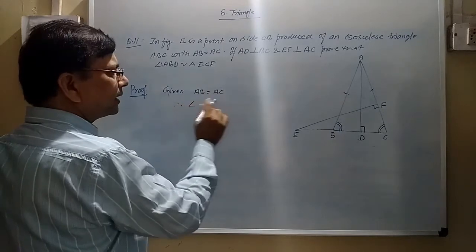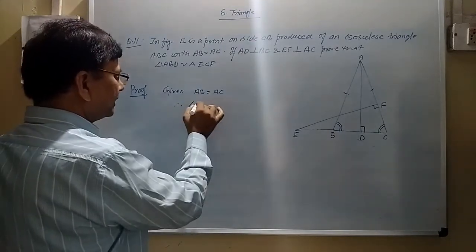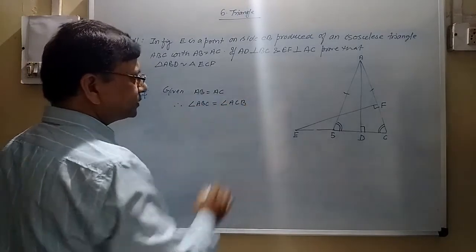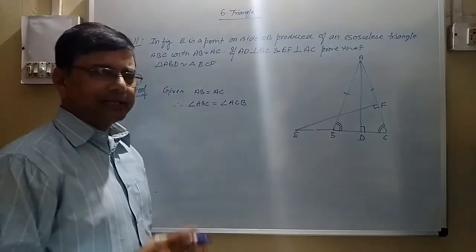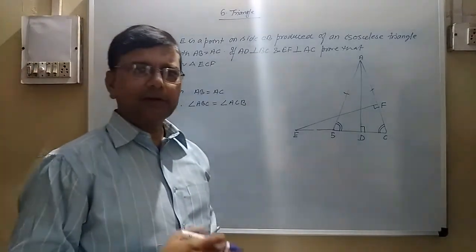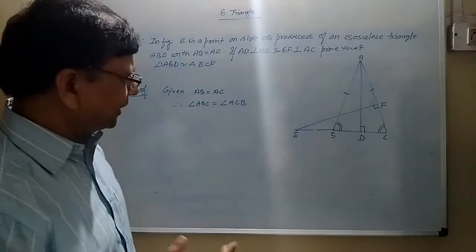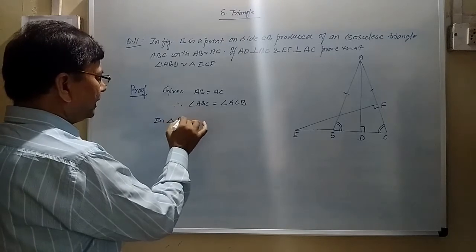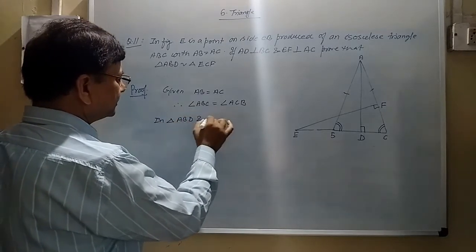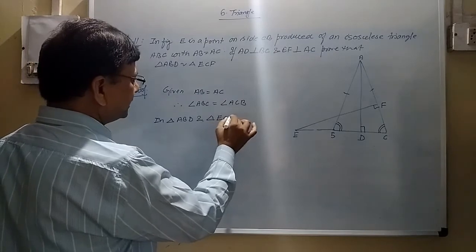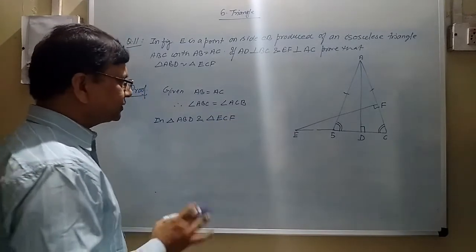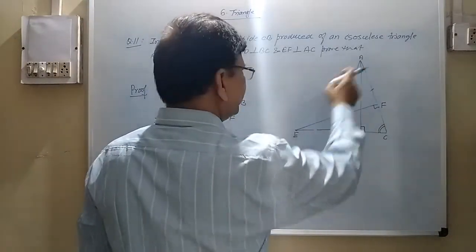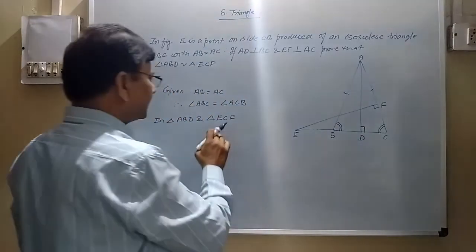Therefore, angle ABC is equal to angle ACB. These two angles are equal because in an isosceles triangle, the angles in front of the equal sides will also be equal. Now, in triangle ABD and triangle ECF, these two triangles we are considering.